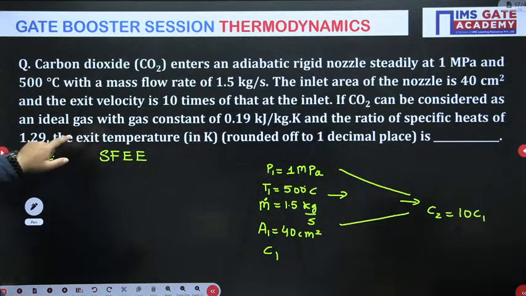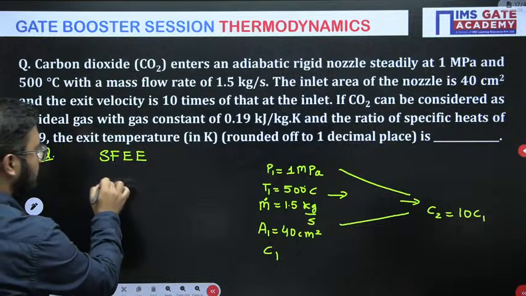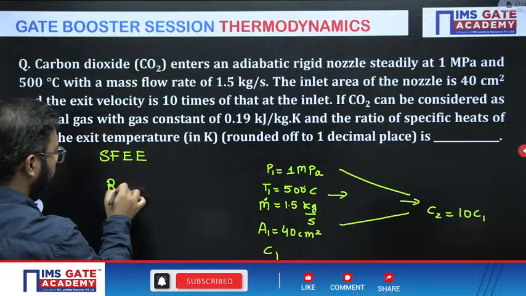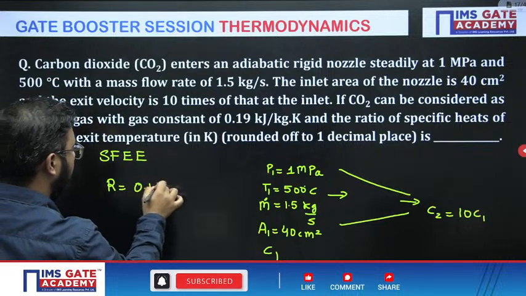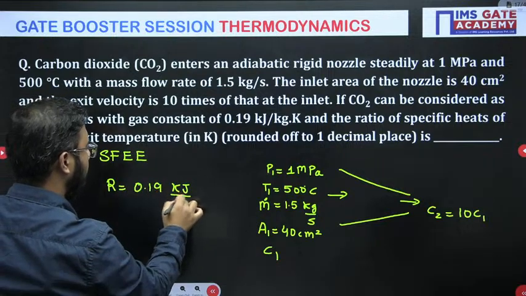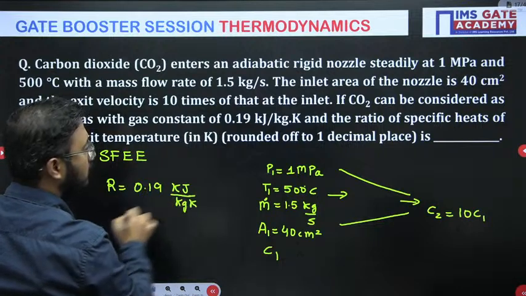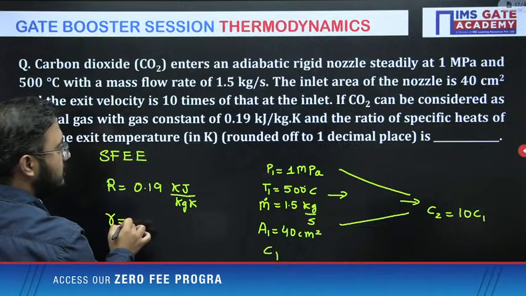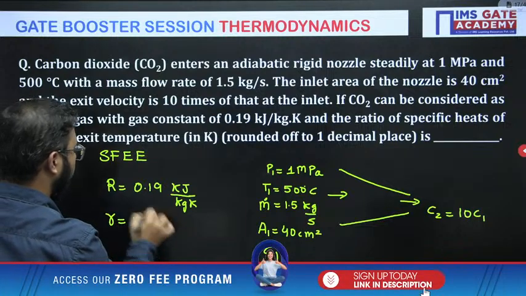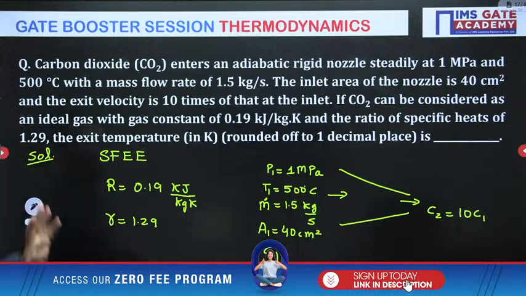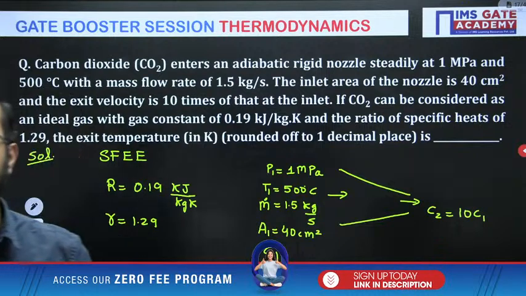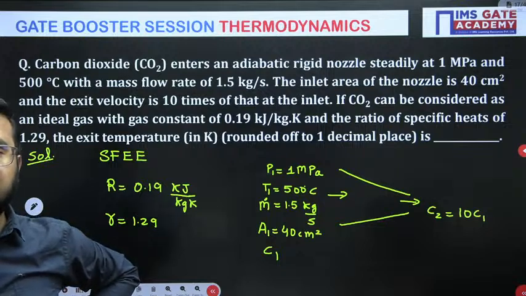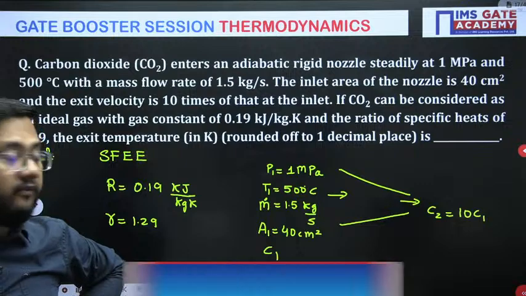Okay, fine. Gas constant. Characteristic gas constant R is 0.19 kilojoule per kg Kelvin. After that they have given the ratio of specific heat as 1.29. Exit temperature they are asking. Aditya, you are saying velocity at 1. Velocity at 1 we have to calculate.